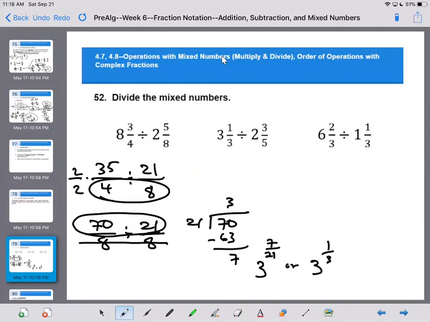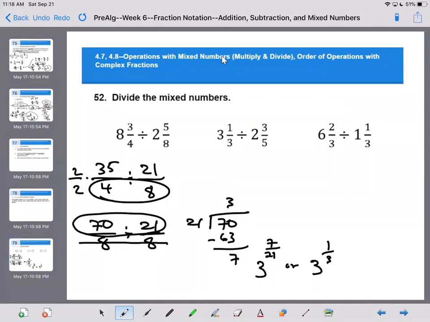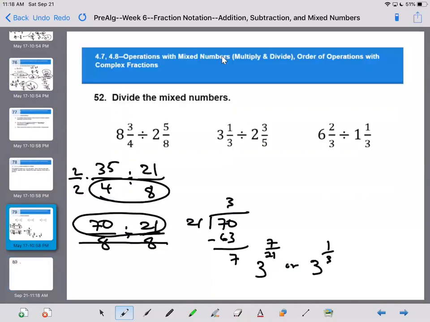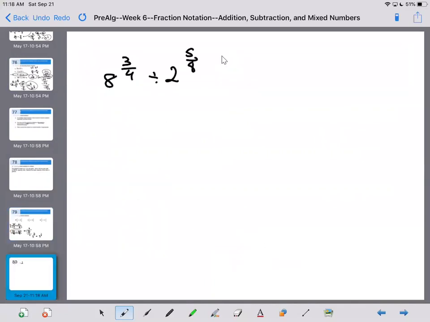Now let's take the same problem, 8 3/4 divided by 2 and 5/8. And let's look at another method. So this is where we would use the reciprocal. So we know this is 35 fourths divided by 21 eighths.